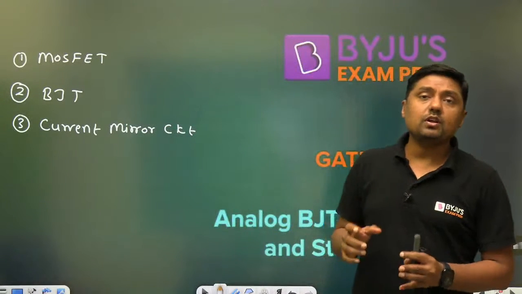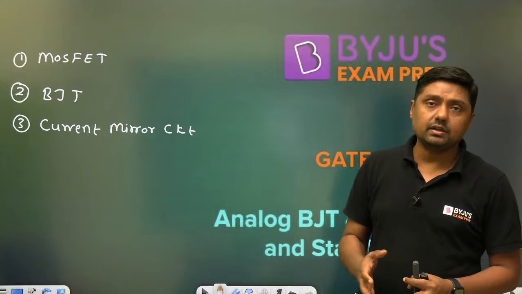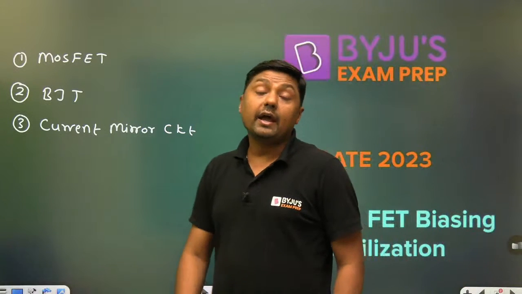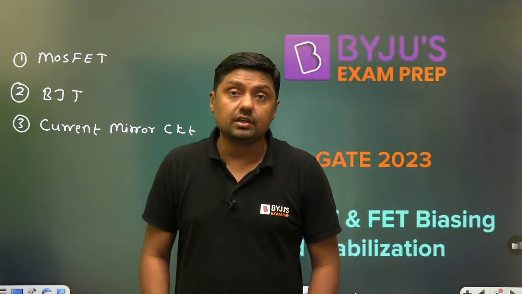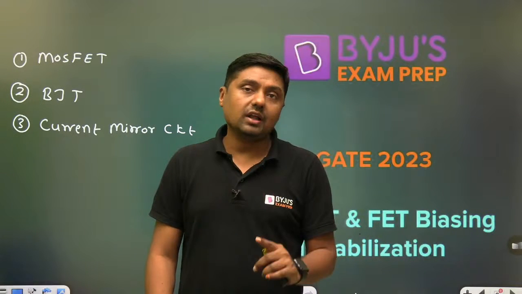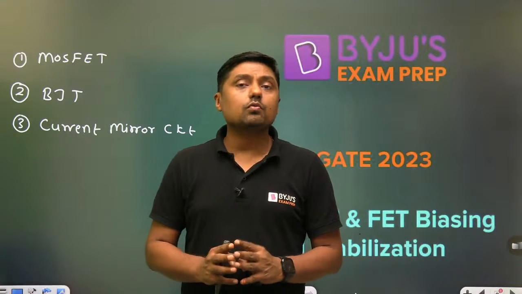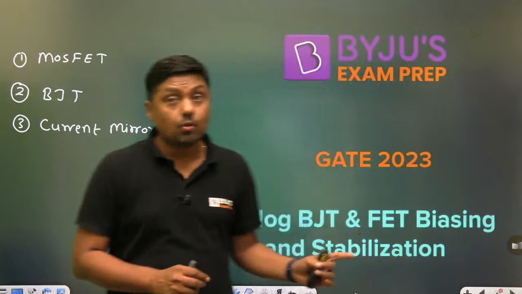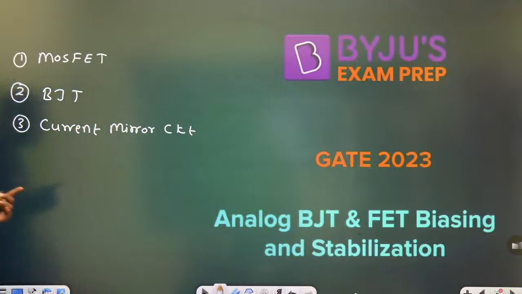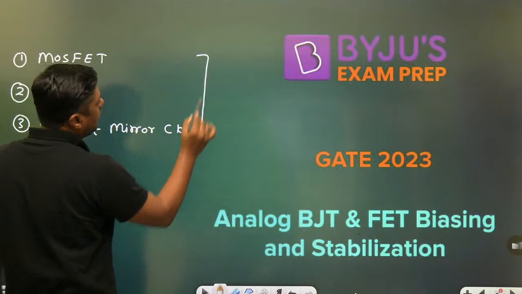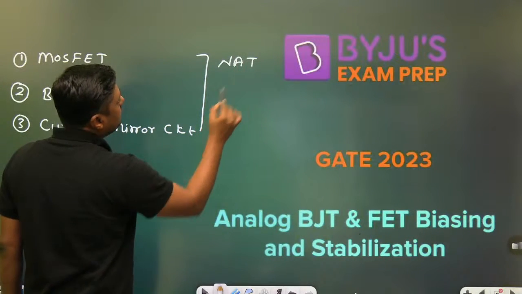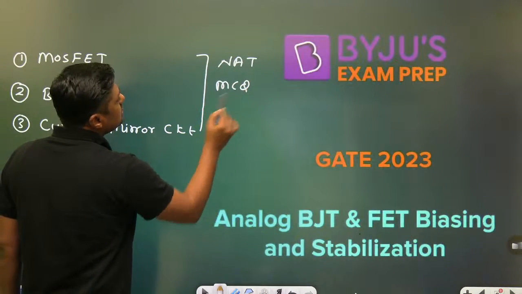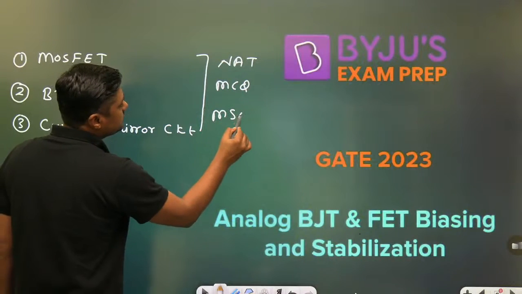You will get the idea about the difference between the fixed bias and self bias circuit. We will solve some numericals on that. And what is transistor biasing? One numerical on that. Again, we will solve one question on the Darlington pair, that is common collector followed by common collector, numerical. Then one question on common emitter. We will include all types of questions: numerical answer type, MCQs, multiple choice questions and MSQs.